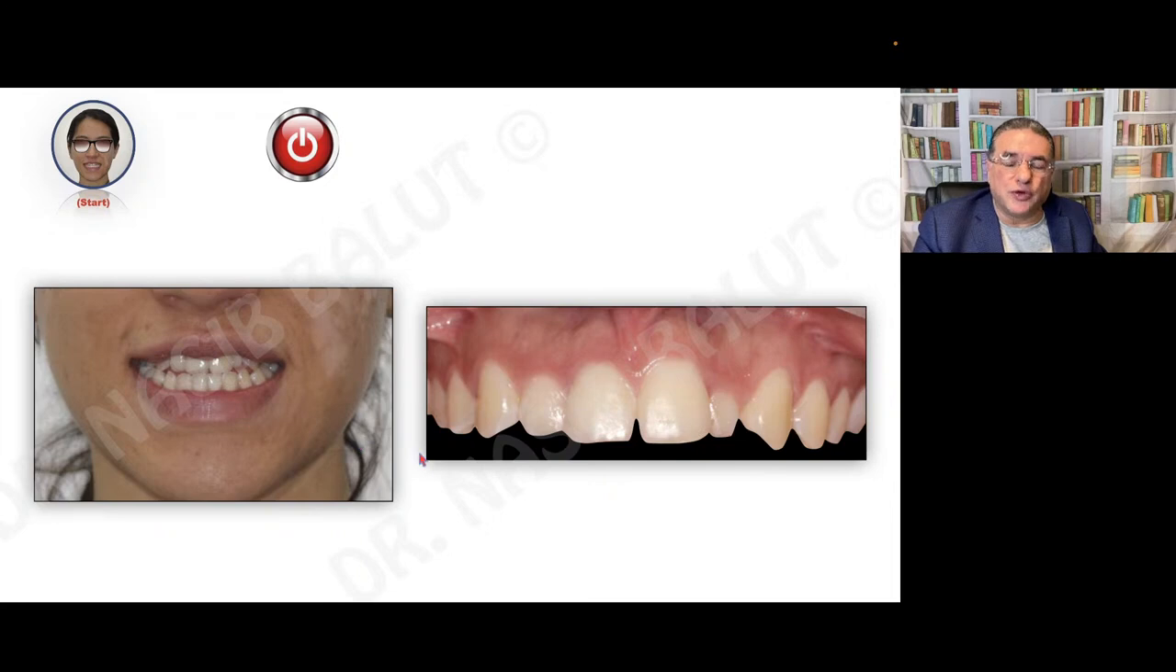I want to improve the smile arc. Look, the height of one cuspid is a little bit lower than the other one. So I want to improve the smile arc. I want to have more arch development, which I can do because it's a young patient. And I want to extrude the upper anteriors.